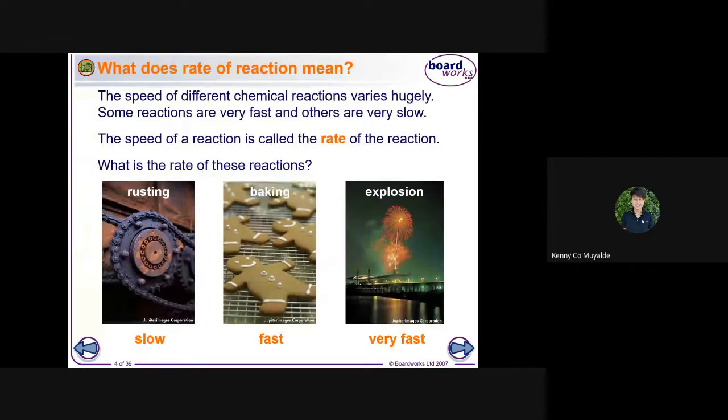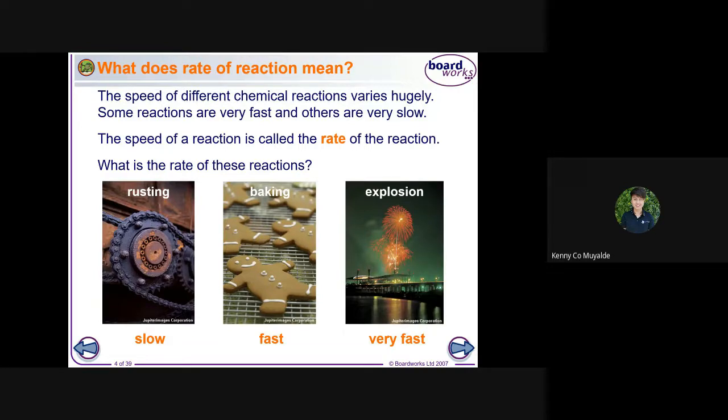So what does rate of reaction mean? So the speed of different chemical reactions vary hugely. So yung iba mabilis, yung iba mabagal. Some reactions are very fast and the others are very slow. The speed of a reaction is called the rate of the reaction. Ano ba yung mga rate ng reaction natin? It could be slow, it could be fast, or it could be very fast.